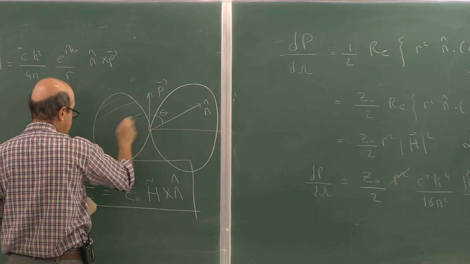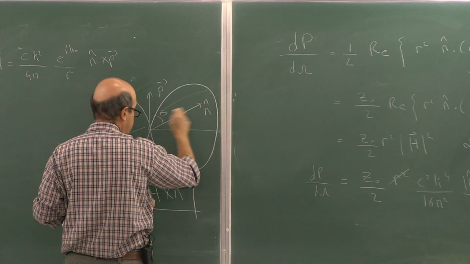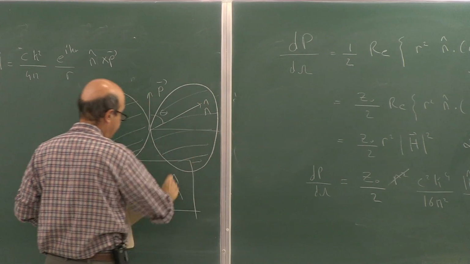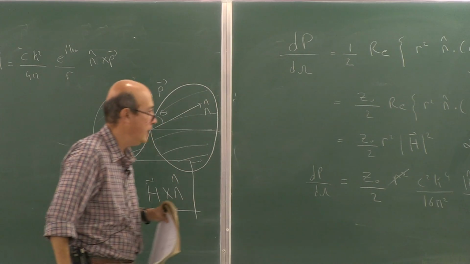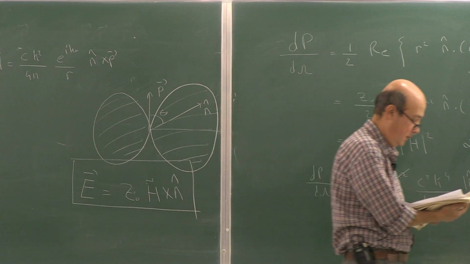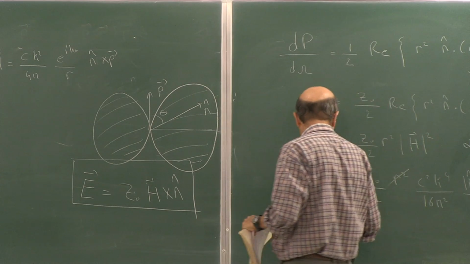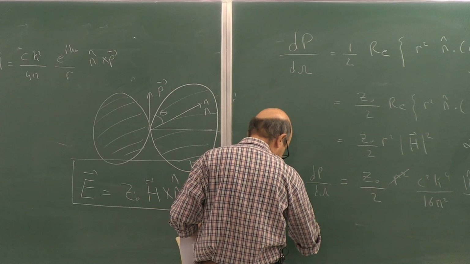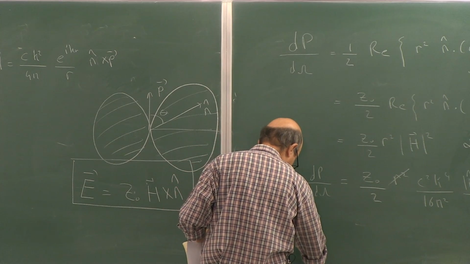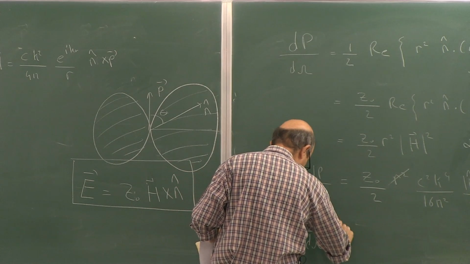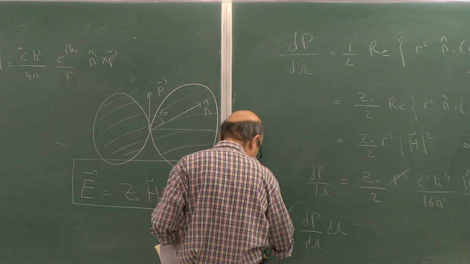So this is the form of the angular distribution of the electric dipole moment radiation. So if you want to calculate the total emitted power, you have to integrate over the solid angle.